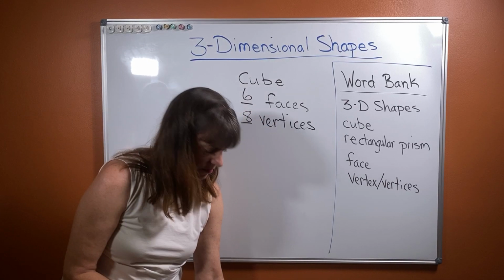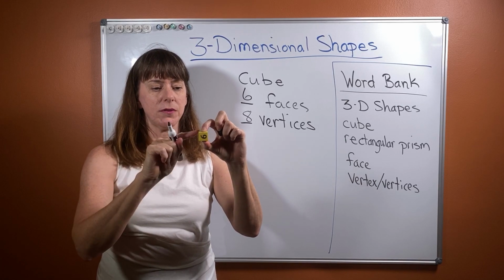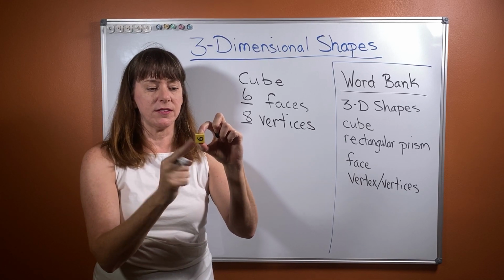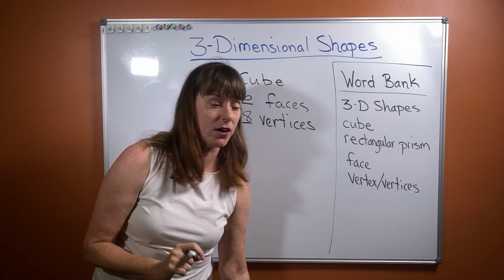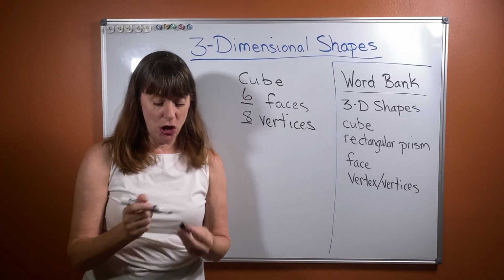So let's double check with this cube. Here we go. I'm going to hold it. 1, 2, 3, 4, 5, 6, 7, 8. It has 8 also. So every cube is going to have 6 faces and 8 vertices.